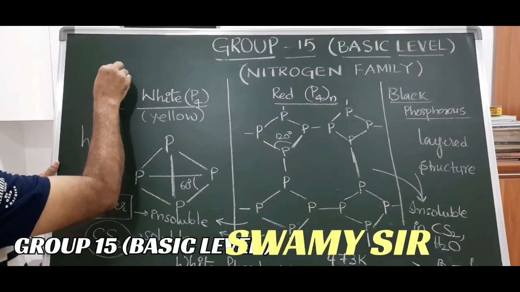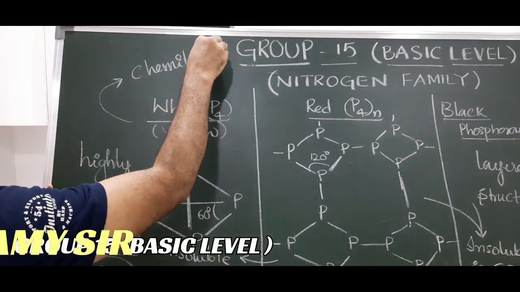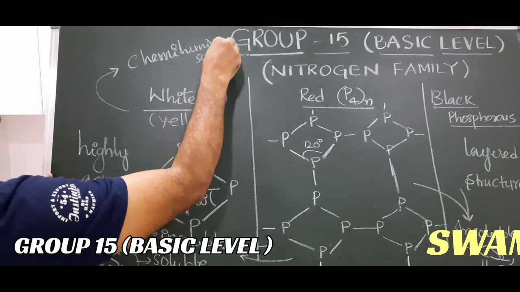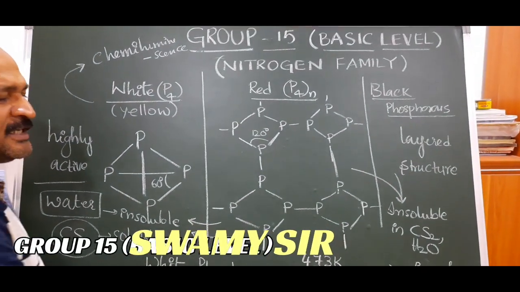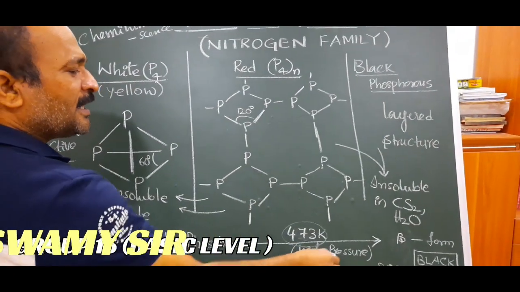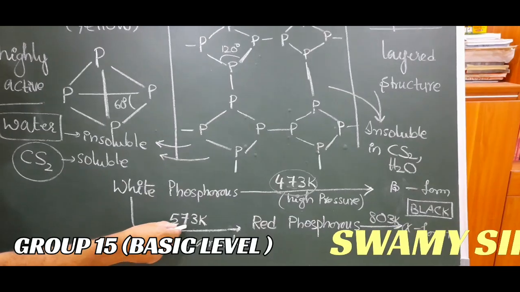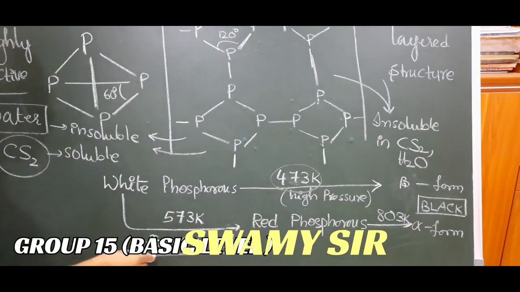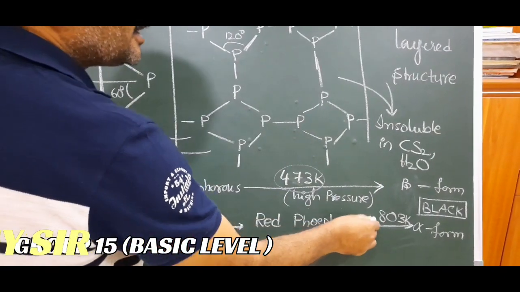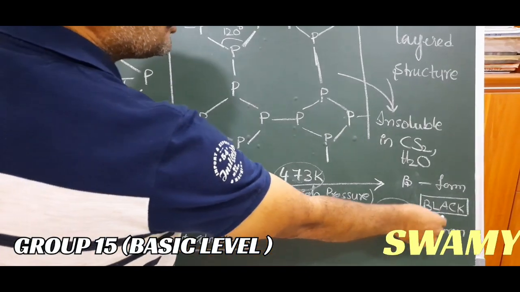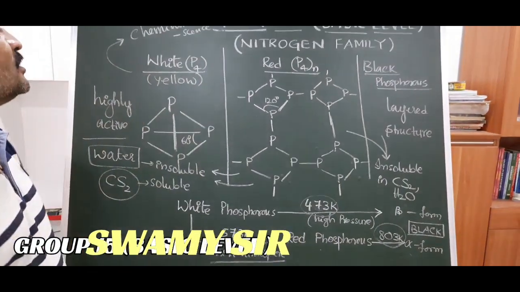White phosphorus can show the property of chemiluminescence. That means it will glow at night or in the dark. When white phosphorus is heated to 473 Kelvin under high pressure, it converts into the beta form of black phosphorus. Or if it is heated to 573 Kelvin under an inert atmosphere for a long time, it is converted into red phosphorus, and this red phosphorus on heating to 803 Kelvin converts into the alpha form of black phosphorus. This is about the important allotropes of phosphorus.